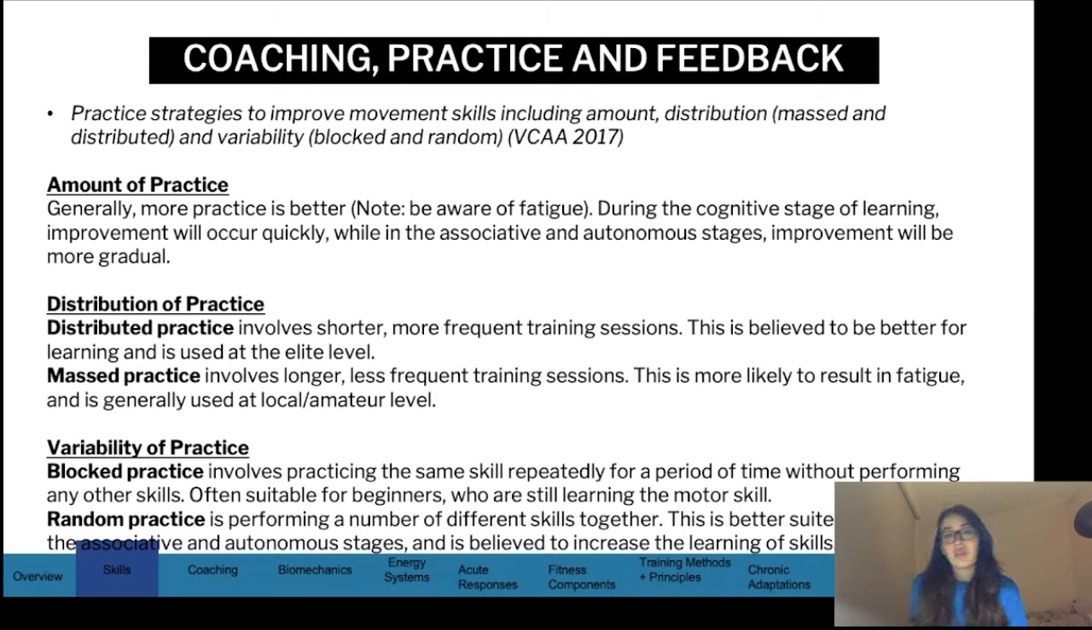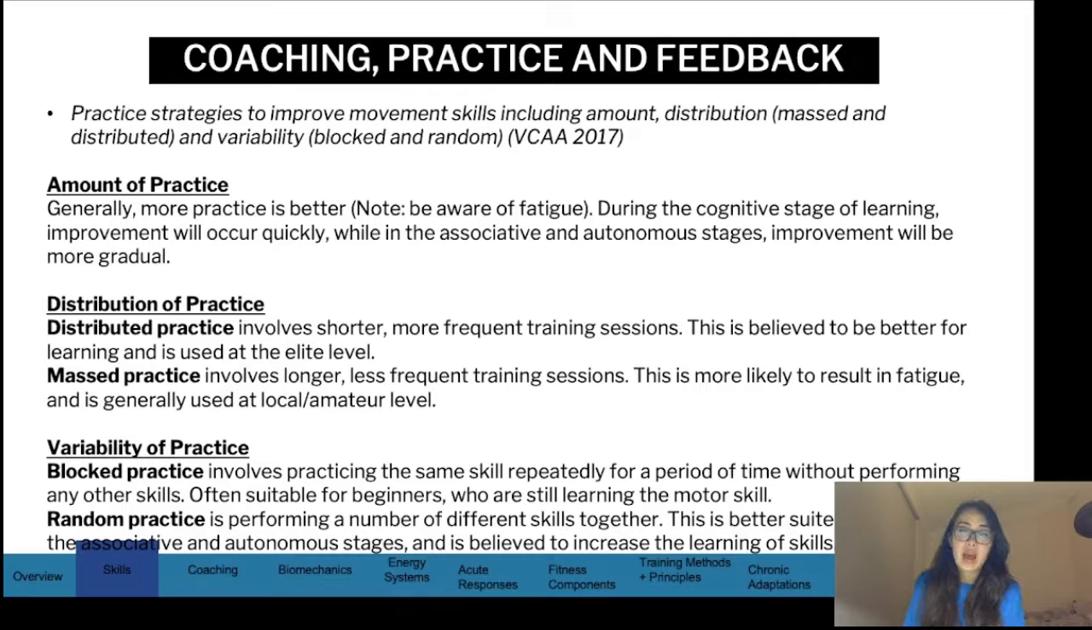So in terms of distribution, we've got shorter, more frequent training sessions, which is distributed practice. And this is better for learning and use at the elite level. So you might have a short 1 hour session as opposed to one big slug of 3 hours of sport a week. For example, if you only have one piano lesson per week, you might have one big 2 or 3 hour lesson, which is quite a big slog, right? Whereas if you are at elite level, you might do 1 hour practice 3 or 4 times a week. And so you do get the same amount, perhaps, or even more, but it's more spread out and less likely to result in fatigue or tiredness.